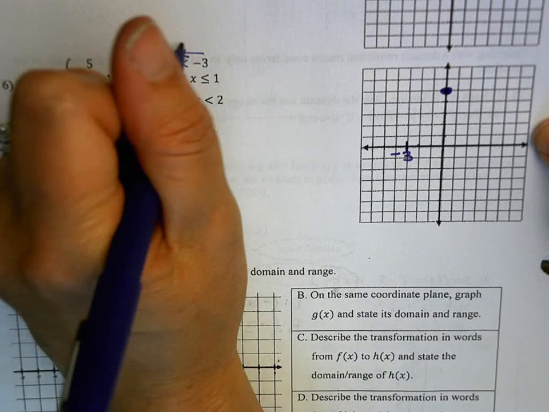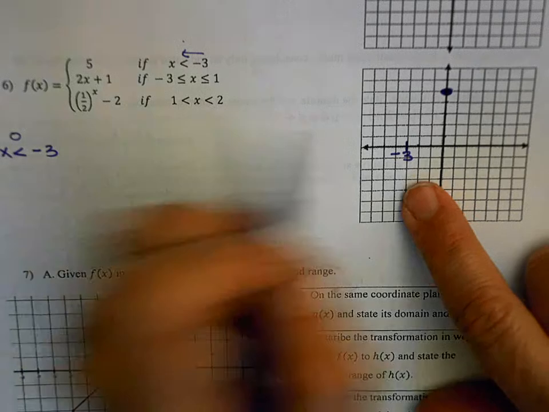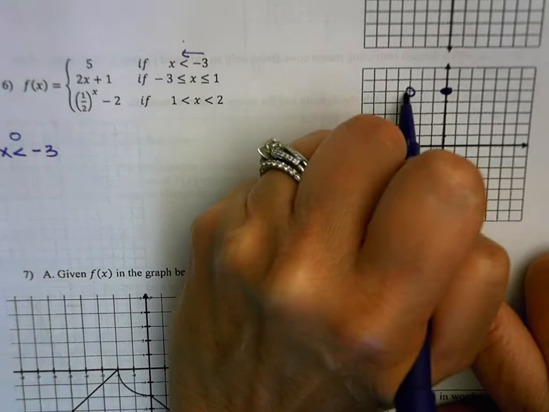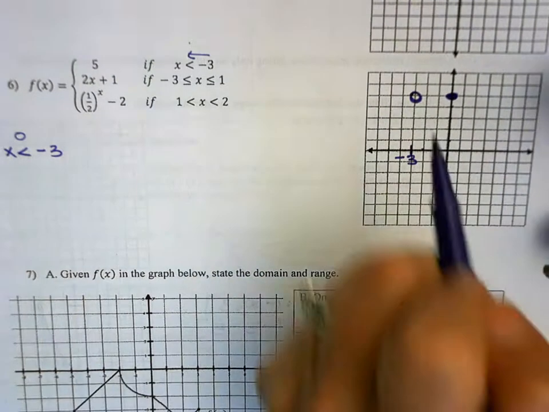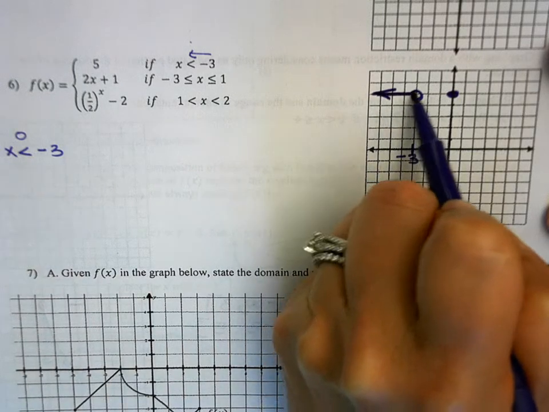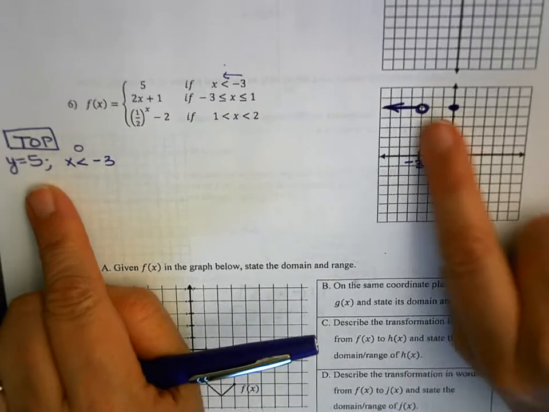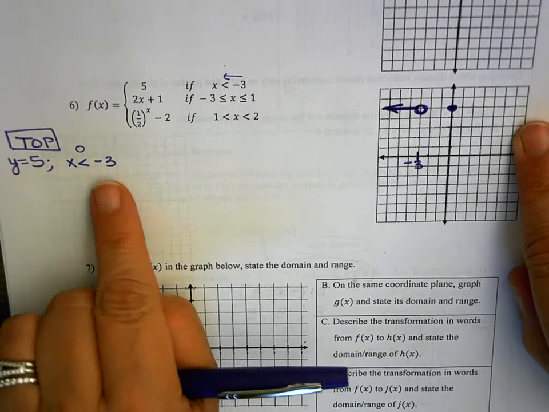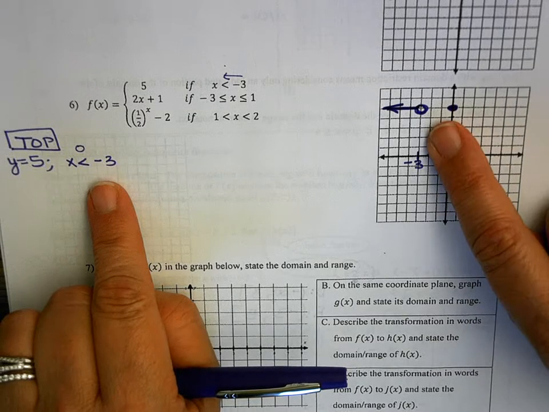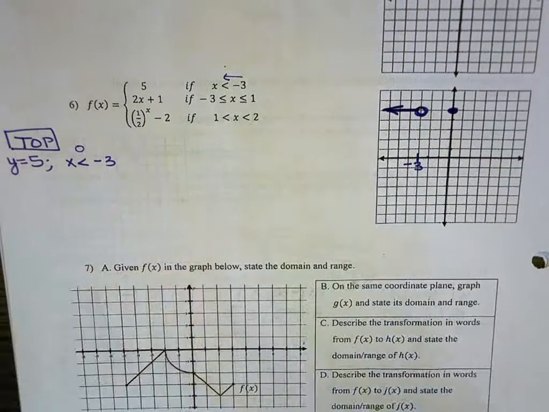And it's an open dot. So at negative 3, 5, I'm going to put an open dot, and then I'm going to draw a horizontal line to the left. So y is equal to 5. That's this line right here, but only for the values of x less than negative 3. So open dot because it's not underlined, and that's the top graph. And then let's go ahead and do the middle.